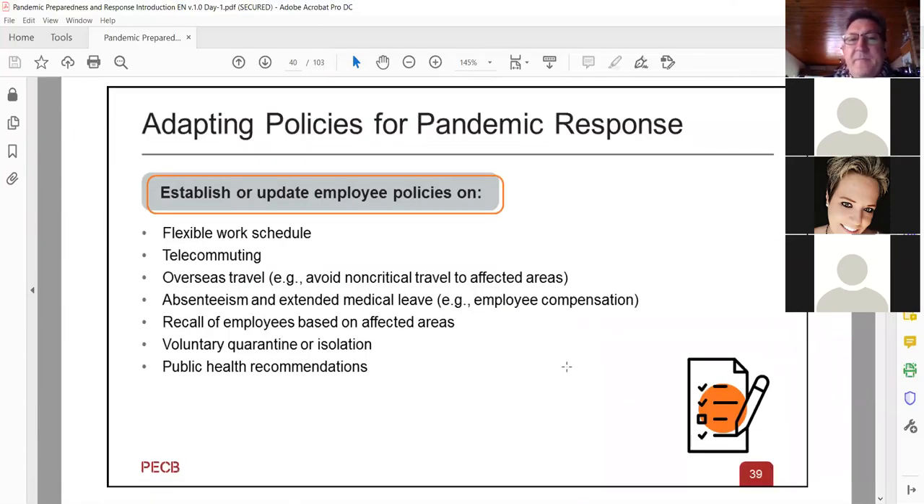Adapt policies for pandemic response. First thing, establish or update employee policies on flexible work schedules, telecommuting, overseas travel, absenteeism, and extended medical leave. If you've got COVID-19 and you got it from your work, it is actually an injury on duty. Recall of employees based on affected areas, voluntary quarantine or isolation, and public health recommendations.